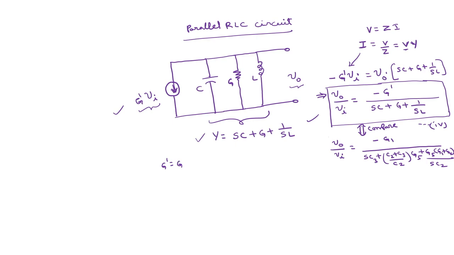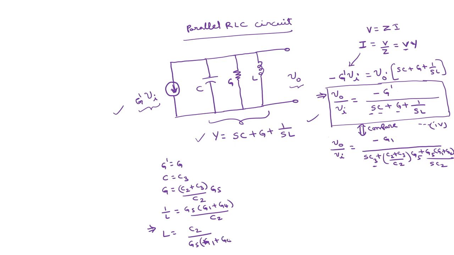By comparing this, G dash is equal to G numerator. And the factor of S is C here, C3 here. So C is equal to C3 and G will be C2 plus C3 divided by C2 into G5, and 1 by S is this one. 1 by L is G5 times G1 plus G4 divided by C2, implies what is L? L is C2 by G5 into G1 plus G4.